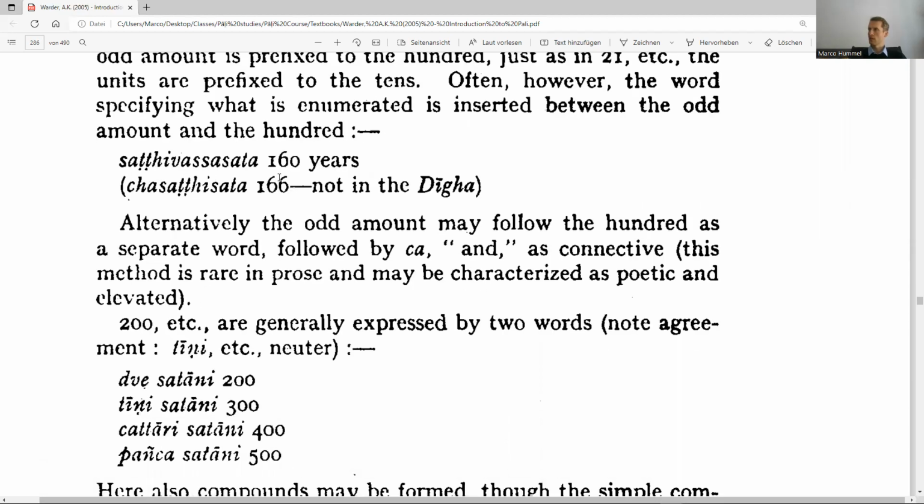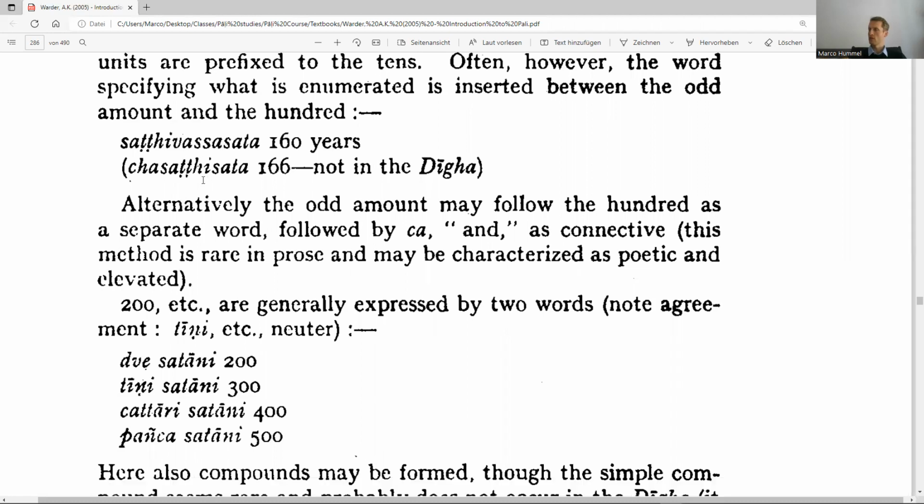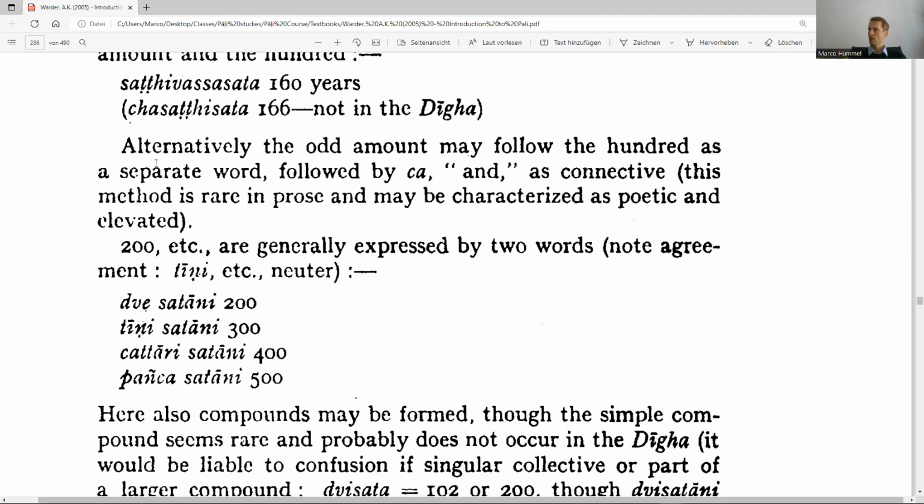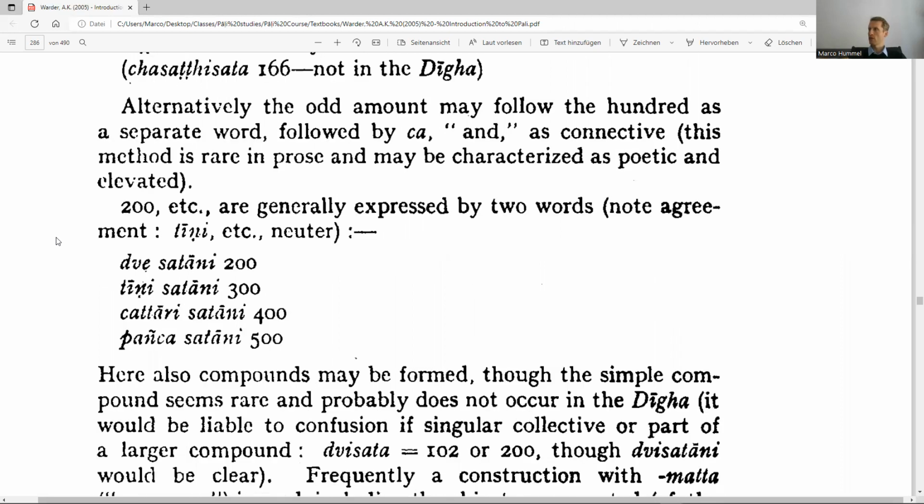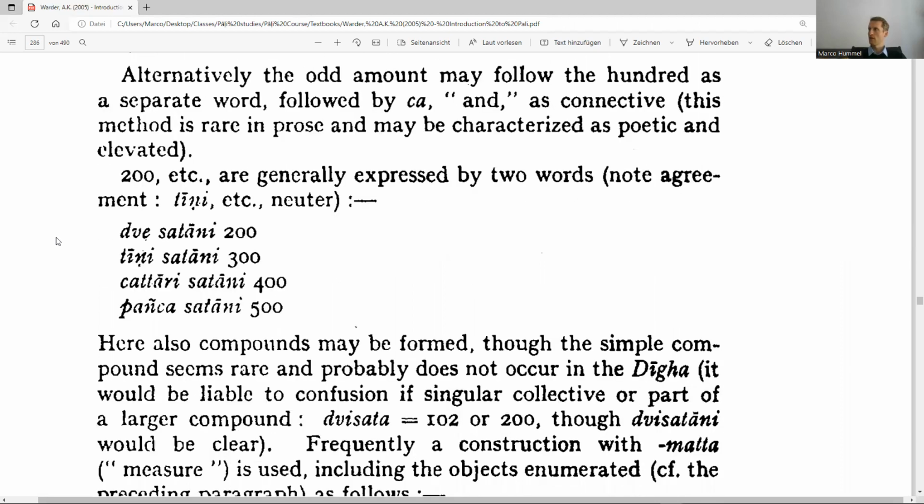Saṭṭhi vassasata, 160 years; chasaṭṭhisata, 160, not in the Dīgha Nikāya. Alternatively, the odd amount may follow the 100 as a separate word, followed by ca as connective. This method is rare in prose and may be characterized as poetic and elevated.